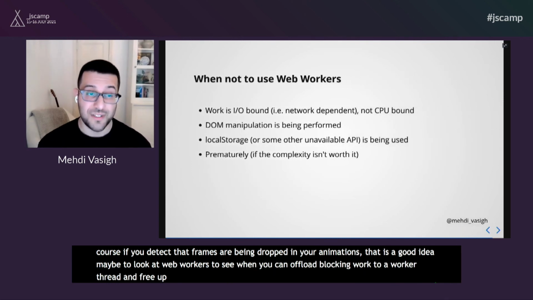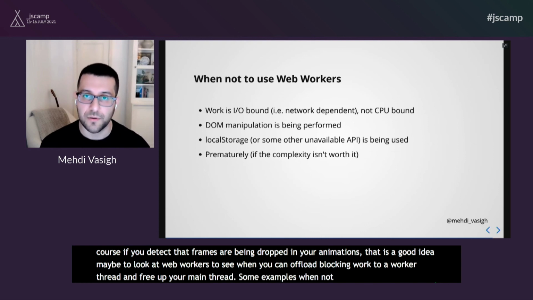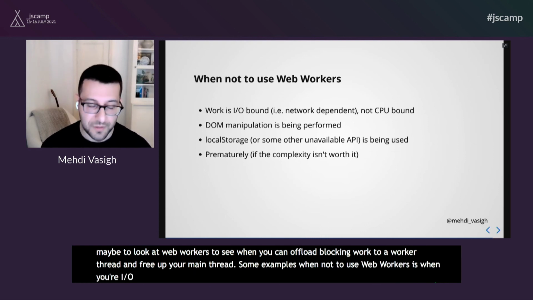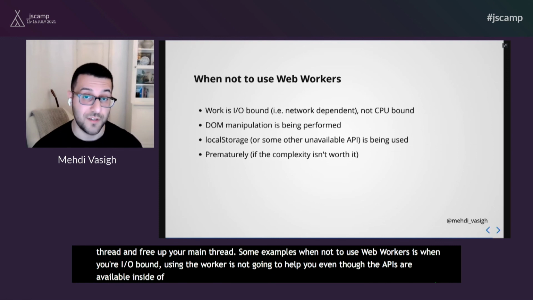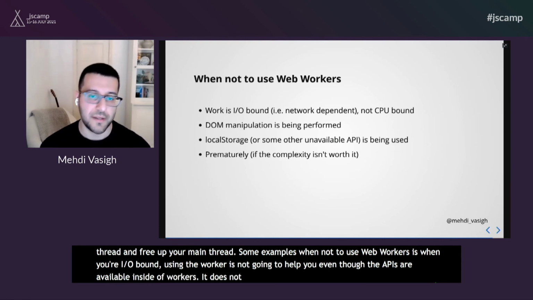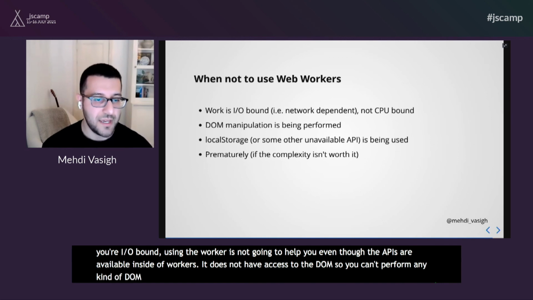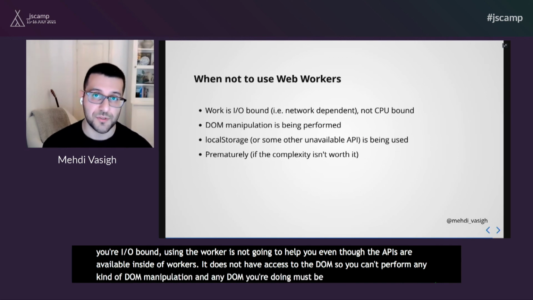Some examples of when not to use web workers are if you have some work that is IO bound. If you're talking to a server or an API, using a worker is not going to help you, even though those APIs are available inside of workers. Also, the web worker API does not have access to the DOM, so any kind of DOM work must be in your main thread. And there are some APIs, such as localStorage, that are not available in the worker global context.